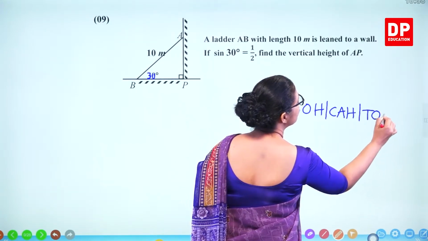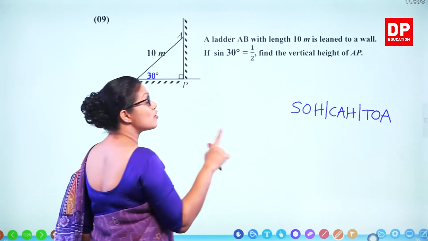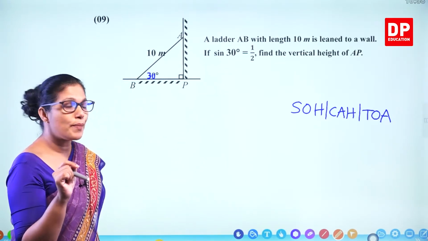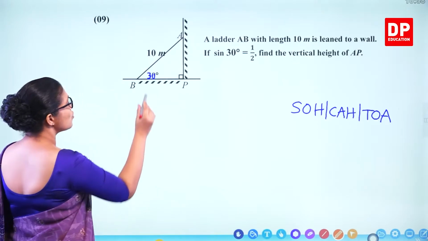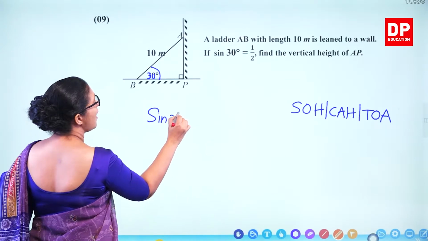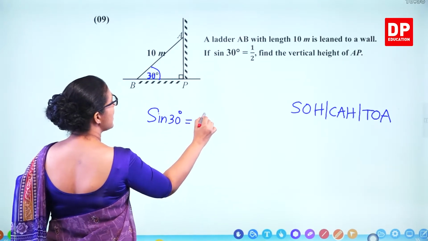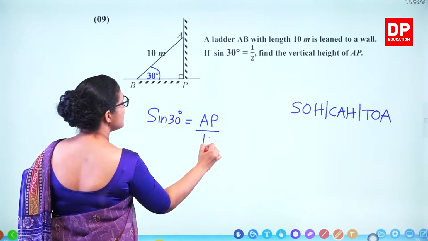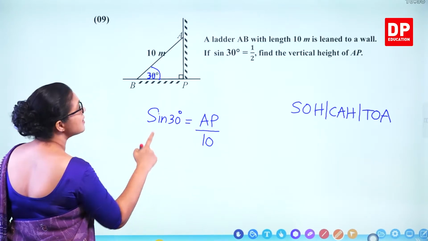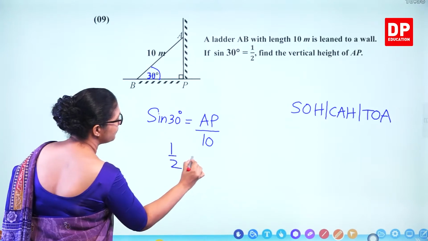SOHCAHTOA. Sine is opposite over hypotenuse, cos is adjacent over hypotenuse, and tan is opposite over adjacent. So sine 30 for this angle, I can write that's equal to opposite, which is AP, over hypotenuse, which is 10. So what's AP? Now you can write the sine 30 value. Sine 30 is half.